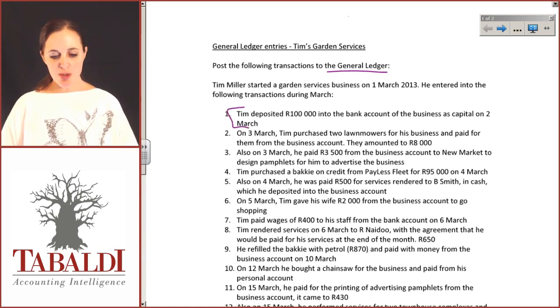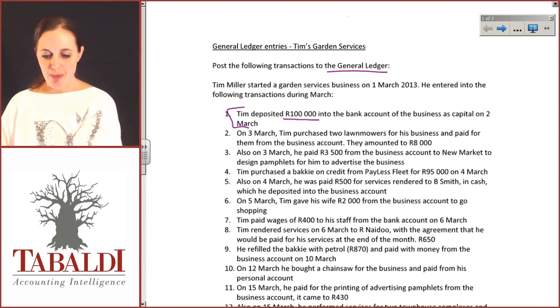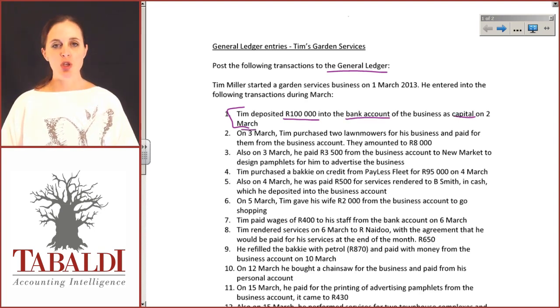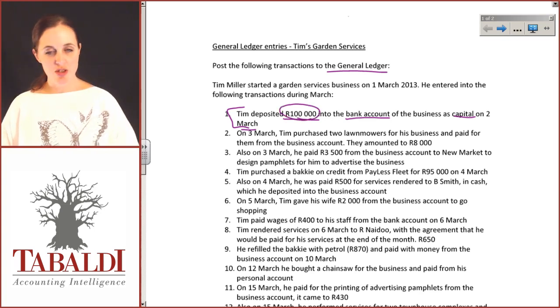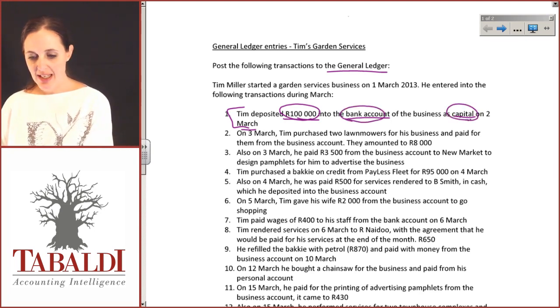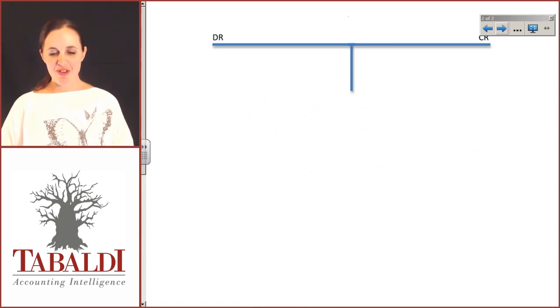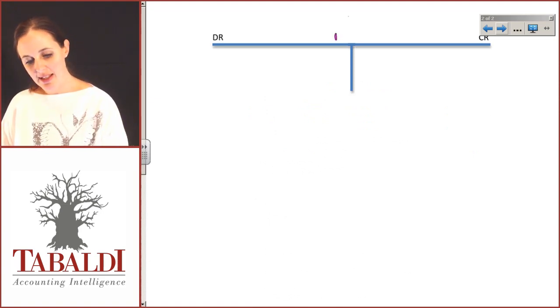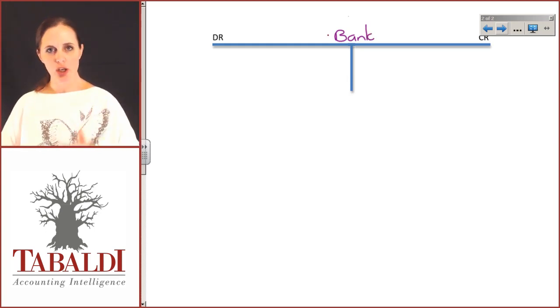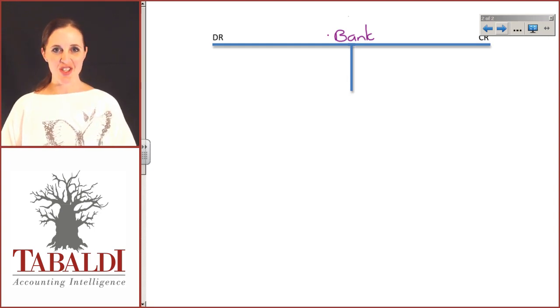The first one, Tim deposited 100,000 Rand into the bank account of the business as capital on the 2nd of March. So how would we go about recording this? Well, 100,000 Rand is our total. This is going to increase the bank account of the business, and this is capital for him. So I've drawn the first little one for us, and let's say that this is our bank account. We have no accounts as yet, so let's start with bank. When you are dealing with bank in the exam, always leave quite a lot of space because you never know how many transactions you're going to have, and a lot of transactions affect bank.